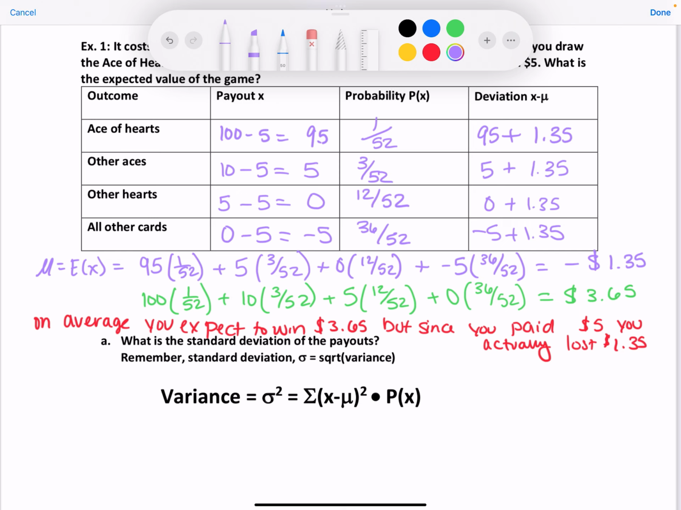All right, so then the next question is, what is the standard deviation of the payouts? Remember, standard deviation is the square root of variance, so we're actually going to find variance first, and then we'll take the square root of it to get the standard deviation. I'm going to label this first. So still, X is your payout. Mu is your expected value. And then P of X is your probability of payout.